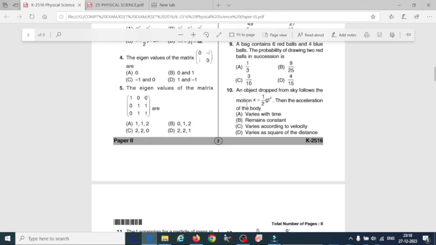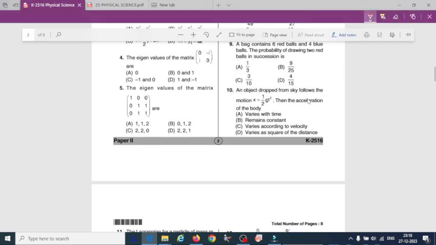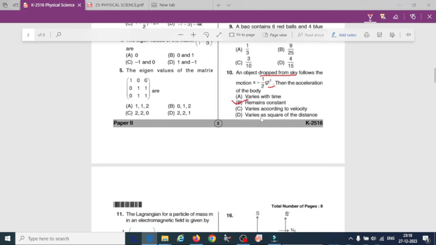So let us start here. First question: an object dropped from sky follows the motion x equal to 1 divided by 2 g t square. Then the acceleration of the body, as we can see here, the object is dropped from the sky, so it is moving towards the ground, so its acceleration is not going to change, it is going to be constant. So the option B is correct here, remains constant.